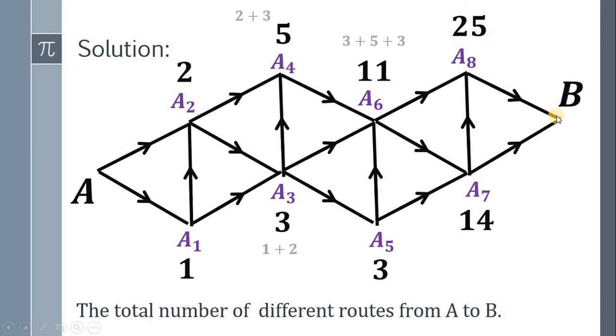Finally, to find the total number of routes from A to B is simply the sum of A sub 7 and A sub 8, which is 14 plus 25 and will give us 39. Therefore, the total number of different routes from A to B is equal to 39 routes. And we're done.